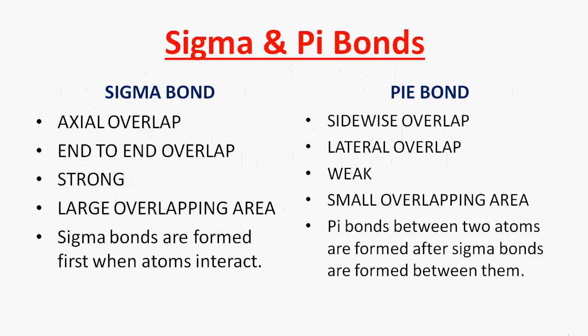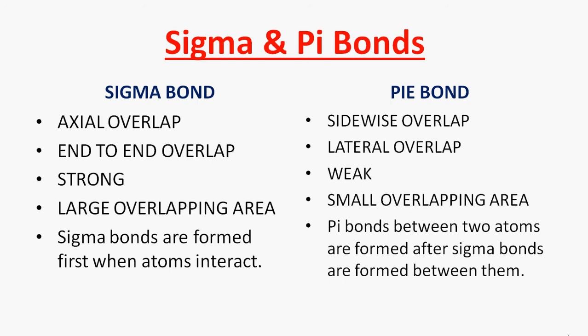So the next topic we are covering is sigma and pi bonds. First we need to understand the difference between sigma and pi bonds. What kind of overlap makes sigma and pi bonds? Let us see. Sigma bonds are formed with axial overlap, whereas pi bonds are formed with sidewise overlap. And overlap of what? It is the overlap of the orbitals.